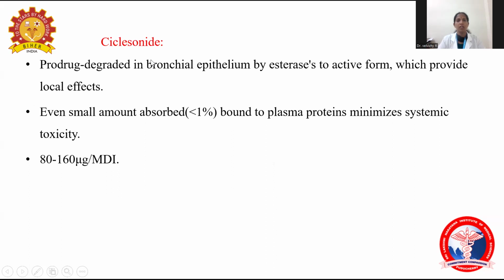So among steroids, ciclesonide has very minimal systemic absorption, because ciclesonide is metabolized by esterase enzyme which is present in the bronchial epithelium itself. So the absorption of steroid into the systemic circulation is very minimal, and even the adverse effects can be overcome with ciclesonide.